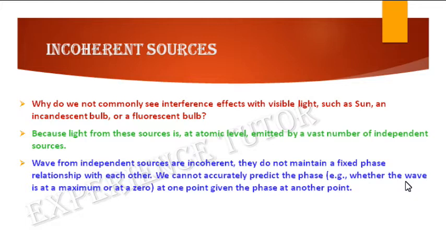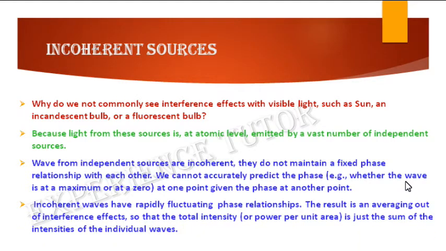They do not maintain a fixed phase relationship with each other. We cannot accurately predict the phase, for example whether the wave is at a maximum or at zero at one point, given the phase at another point. So this type of source is called incoherent. Now I hope you are clear about incoherent sources. One more point: incoherent waves have a rapidly fluctuating phase relationship. The result is an averaging out of interference effects, so that the total intensity, or power per unit area, is just the sum of the intensities of the individual waves. This is an important point.